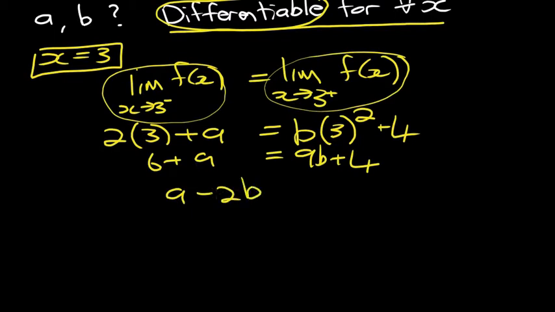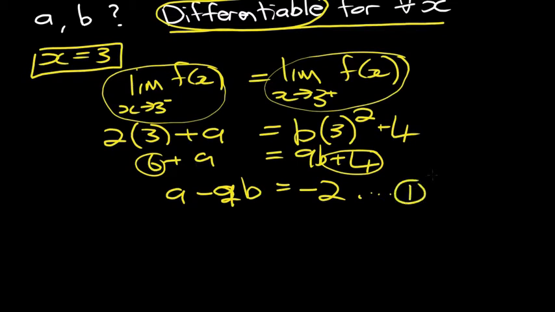Then you have a minus 9b is equal to 4, and if you take the 6 over, it becomes negative, so it will be negative 2 in total. So 4 minus 6 is negative 2. Okay, so now we have an equation. Let's call this our first equation: a minus 9b equals negative 2.